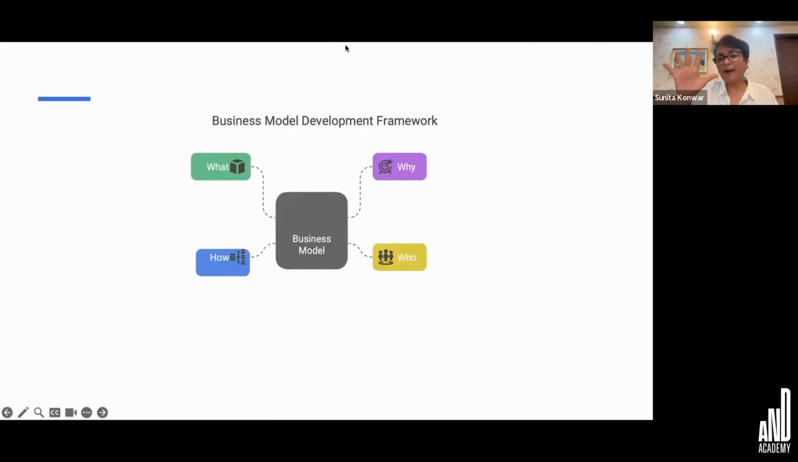So these are 4 questions that we need to ask. What is it that I am making? Why am I making it? For whom am I making it? And how will I do it? If I have answers to these 4 questions, 75% of my problem is done. So let's go to each one of them. Go to the next one, please.